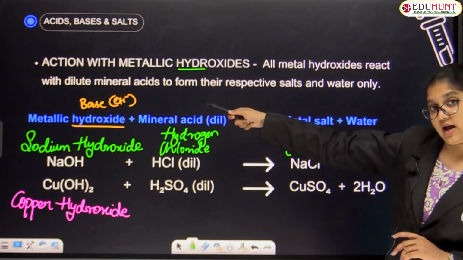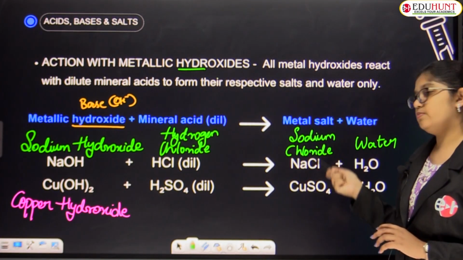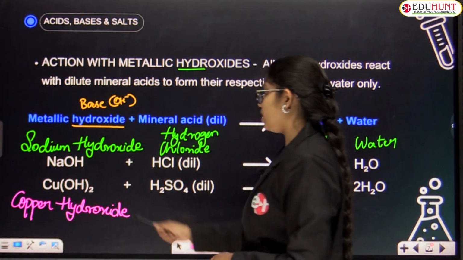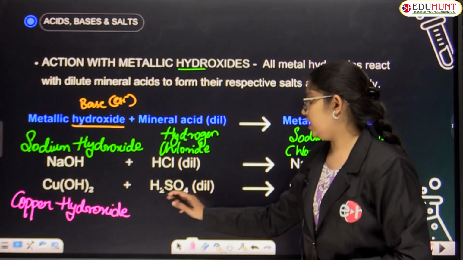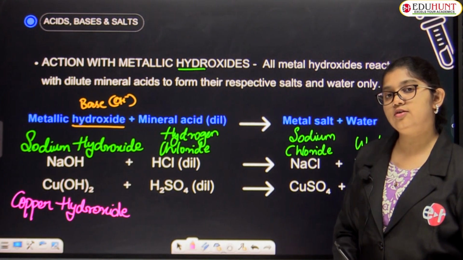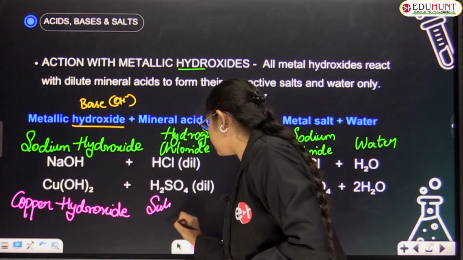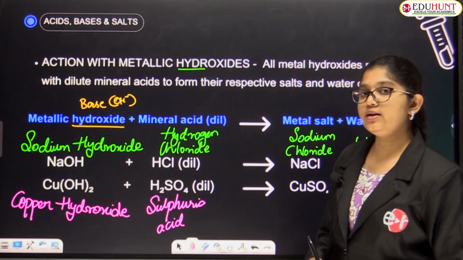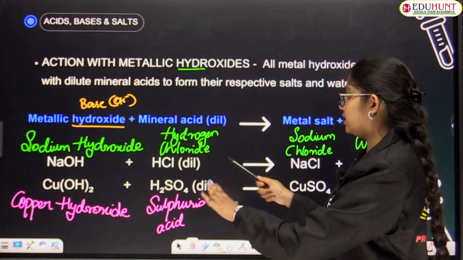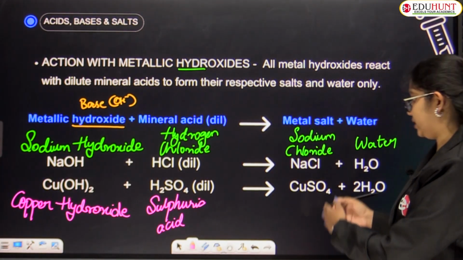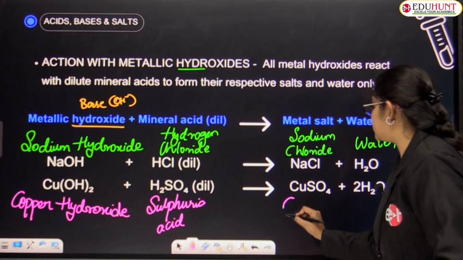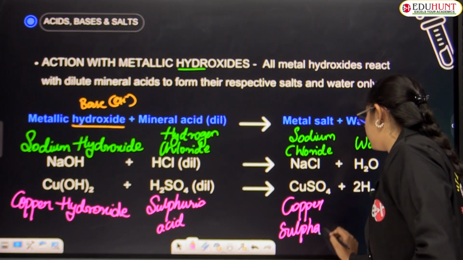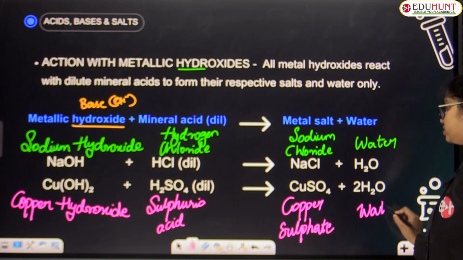So, when an acid is reacting with metal hydroxide, it gives a particular metal salt and water respectively. Okay, children? Now, second example. Copper hydroxide reacting with H2SO4. What is H2SO4? Yes, it is sulfuric acid. So, when this copper hydroxide reacts with dilute sulfuric acid, it gives rise to a particular metal salt. What is that metal salt? Yeah, it is copper sulfate and 2 molecules of water.